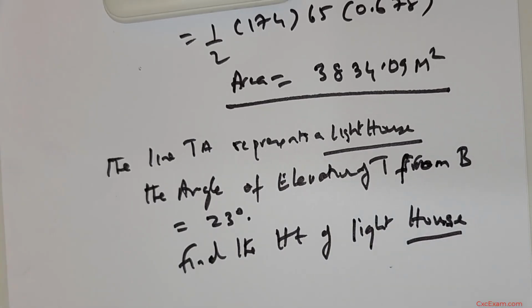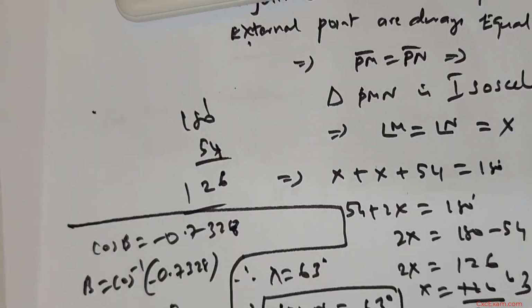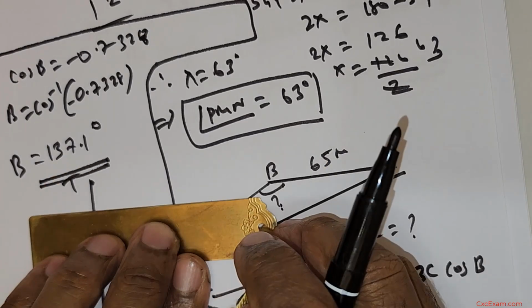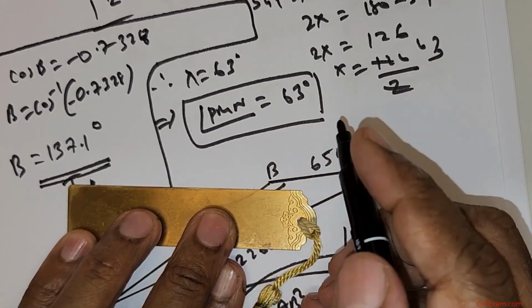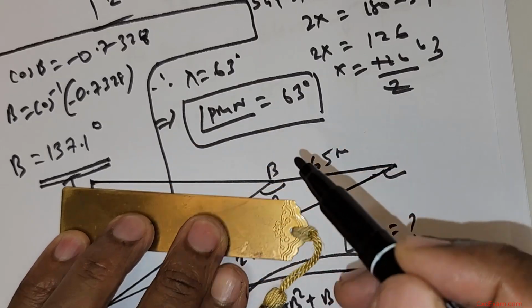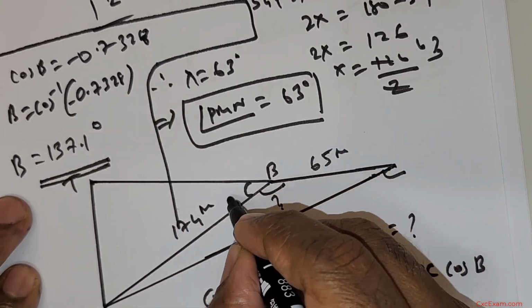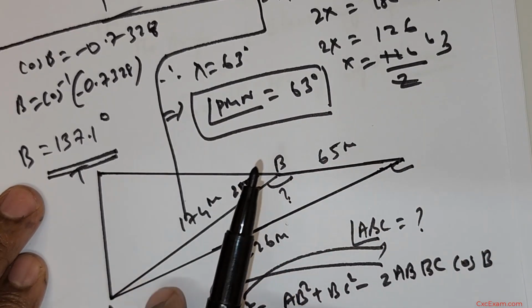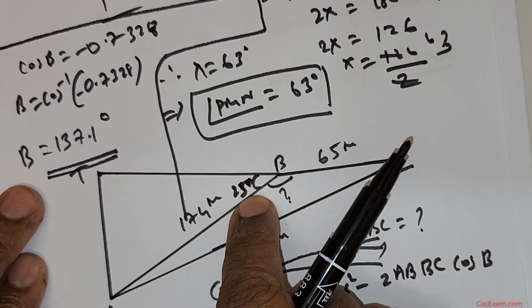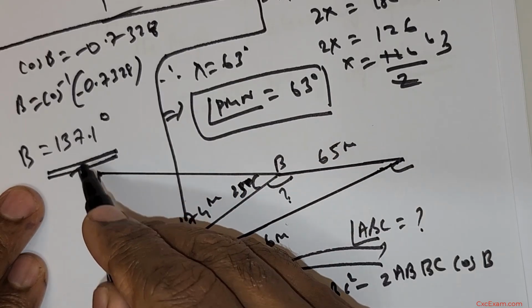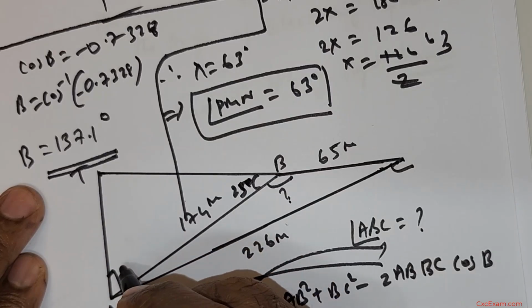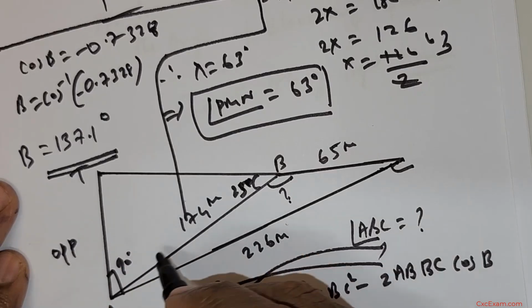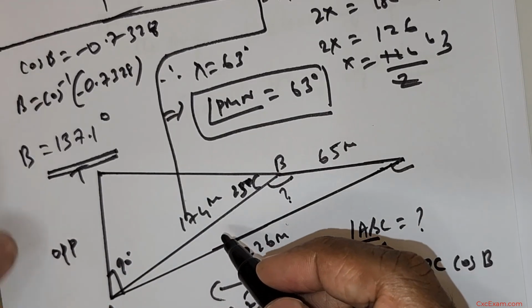I will show you the diagram. So this is the figure. We actually had this figure. Now this is the lighthouse. So they are giving us this angle, which is 23 degrees, and clearly this is adjacent side. This is theta, and this is perpendicular. So this is going to be 90.